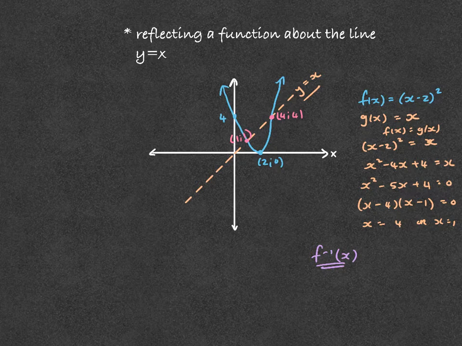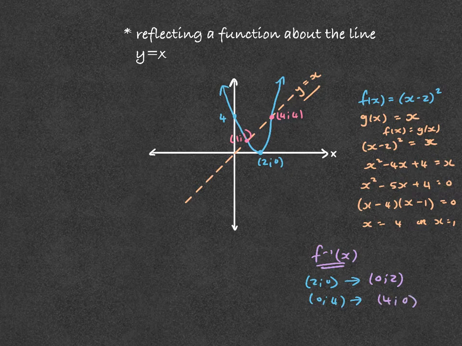So in other words, the point (2, 0), what's that going to become? So (2, 0) is going to become, yes, (0, 2). I know, that's very difficult. And then the point (0, 4), what is that going to become? That's going to become (4, 0). Okay, so the x-intercept becomes a y-intercept, and the y-intercept becomes an x-intercept. And then we've got those points (1, 1) and (4, 4). It's really useful because (1, 1) will stay (1, 1) and (4, 4) will stay (4, 4) because the x and the y are the same.